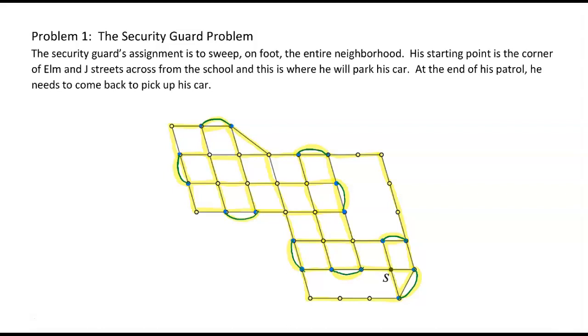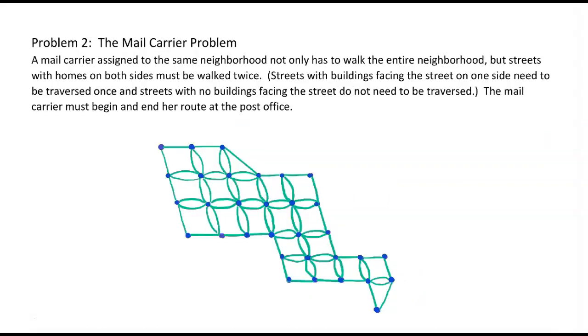Now let's take a look at the mail carrier problem. Here's the graph that we created to model the mail carrier problem. I've simply removed the background. Remember that this mail carrier needs to start and end at the post office. We also drew in a lot of multiple edges already to show the streets that the mail carrier needs to walk both sides of.